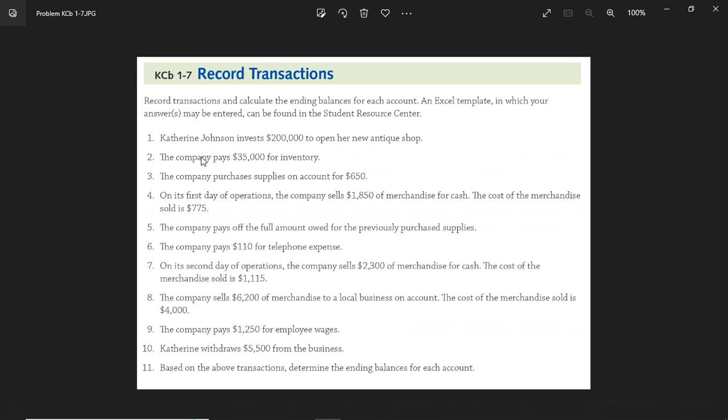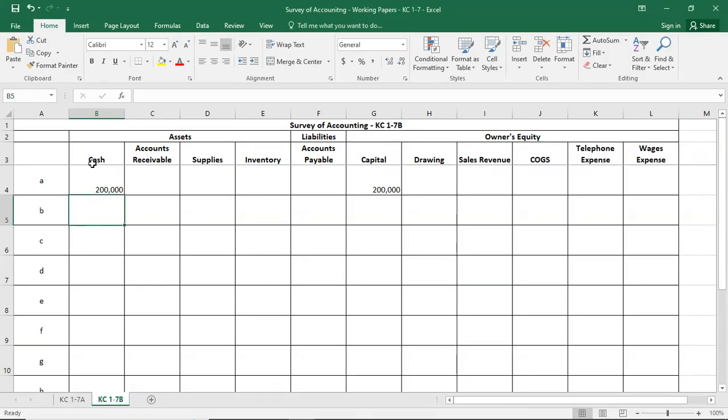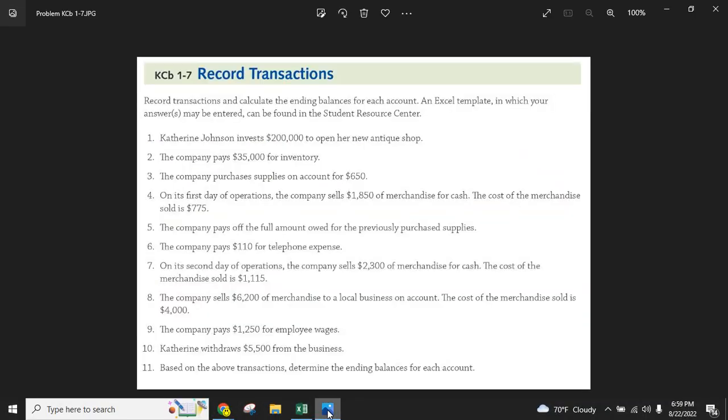Letter B, the company pays $35,000 for inventory. Okay. Pays $35,000 for inventory. So we're paying cash, we're receiving inventory. Okay. So since we're paying cash, I'm going to stick a negative in front of that, $35,000. And we're receiving inventory for $35,000. Oh my goodness, sorry about that. Okay. Again, we paid cash for inventory. We only worked on the asset side of the equation, but because we added one and subtracted the same, it's still going to balance out. Okay.